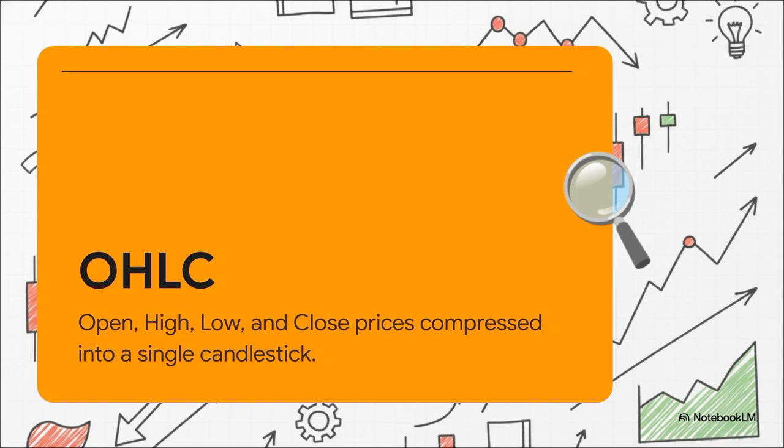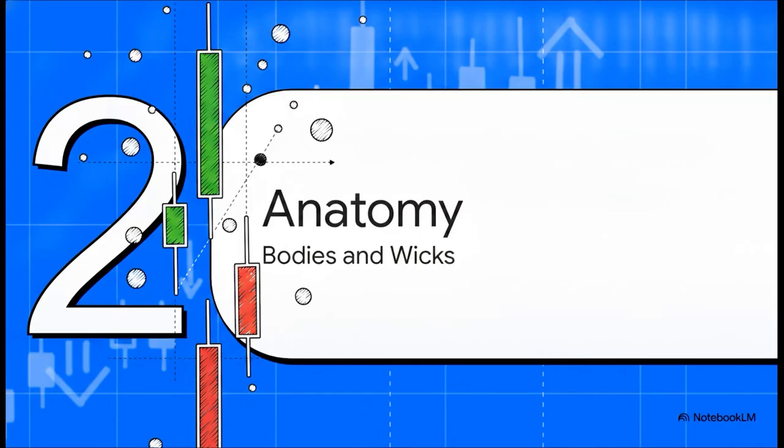Within that exact window of time, the candlestick captures 4 absolutely critical data points. The open price when the session began, the highest price it reached, the lowest price it dropped to, and the close price when that session ended. In the trading world, we just call this OHLC. Instead of looking at a boring, simple line chart, this gives you a 4-dimensional snapshot of exactly what went down during that time frame. Moving right along to Section 2, Anatomy, Bodies and Wicks.